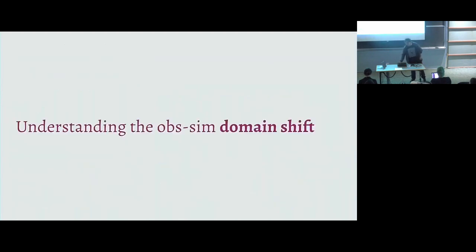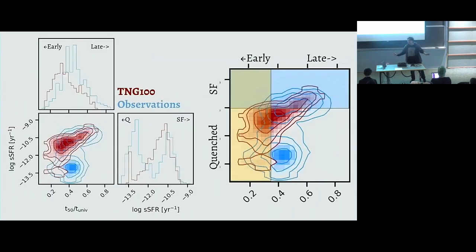All right, finally, just going to touch on the domain shift because I am not the expert here. And there are so many people here. Alex gave such an amazing talk on domain adaptation, so I would refer you to that instead. But the basic point is this, that simulations and observations currently don't quite live on the same space when it comes to star formation histories.